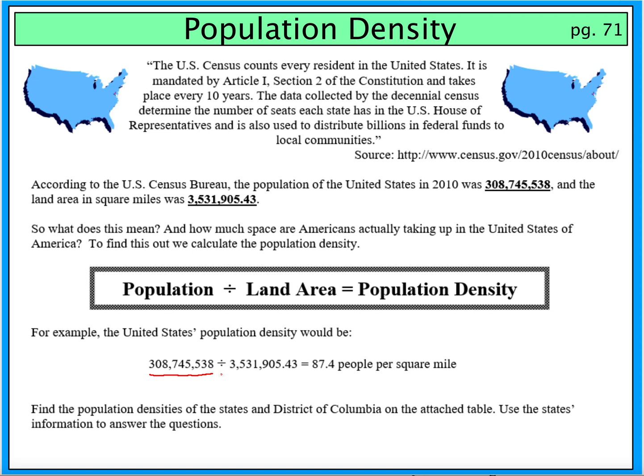They only do a census every 10 years, so this page in this curriculum was written probably about 4 or 5 years ago, maybe even 6 now. So that's why it was written in the decade of 2010. Okay.